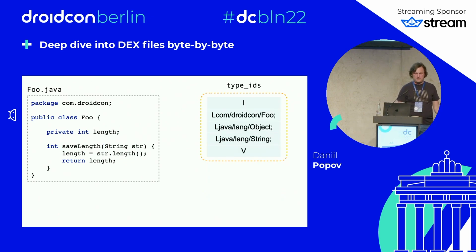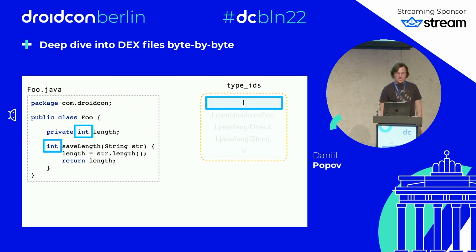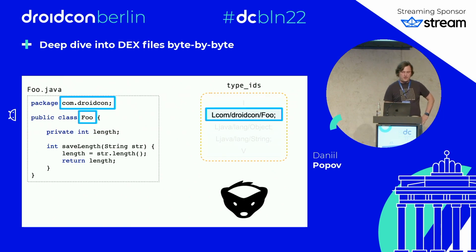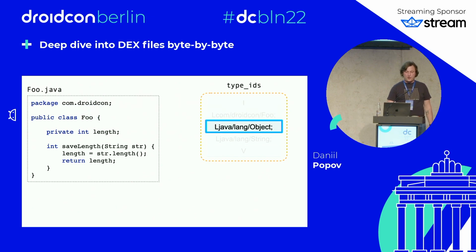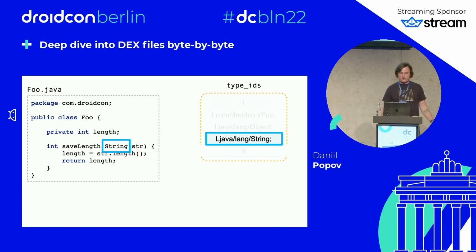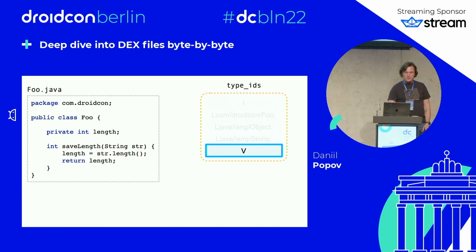What about type IDs? We have the integer type here to denote the type of the field and the return type of the method. We also have the class itself, its fully qualified name. We also have Object, because Foo is implicitly derived from the Object class. We have the String class here, and we have void, which actually is the return type of the constructor. So this small class has these 5 entries in the type IDs table.